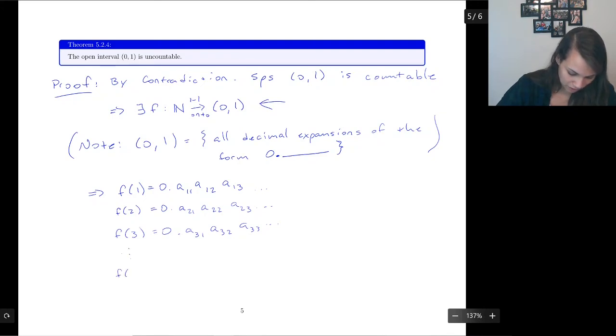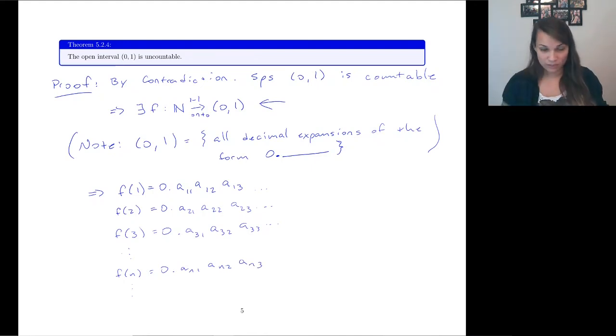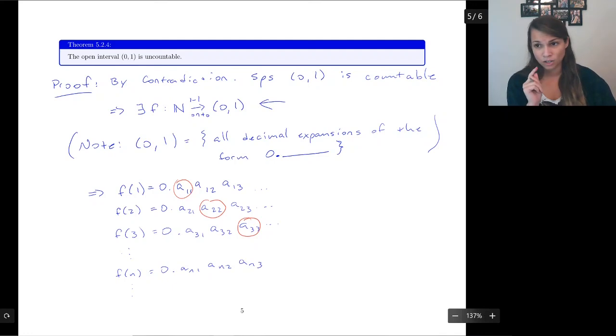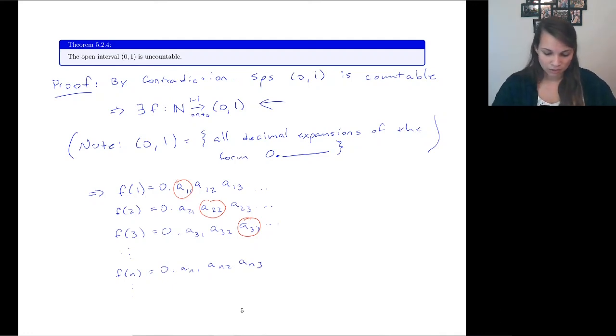And you can do that down to f of n, but really it goes on forever and ever. But since it's countably infinite, we can list them. That's what it means to be countably infinite. But what I'm going to do now is take these numbers and look at them and build myself a new number by looking at those numbers.